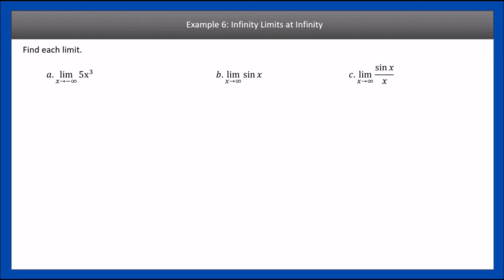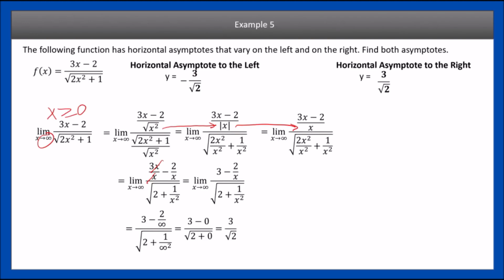Essentially, if you were to graph this, let's pretend that we know how this function looks. 3 divided by square root of 2 is approximately 2 or so. Let's just say that this is 3 over square root of 2, and this is negative 3 over square root of 2. So the function, this is just an approximation.